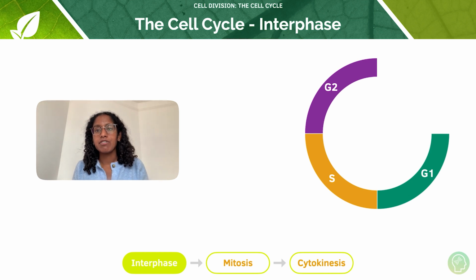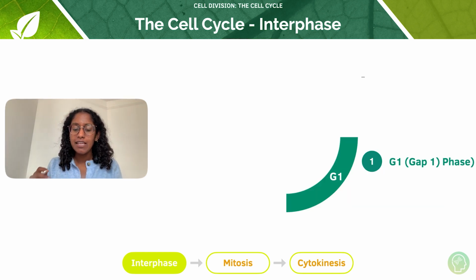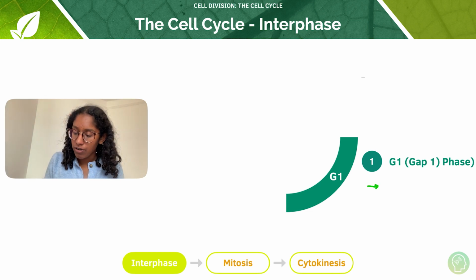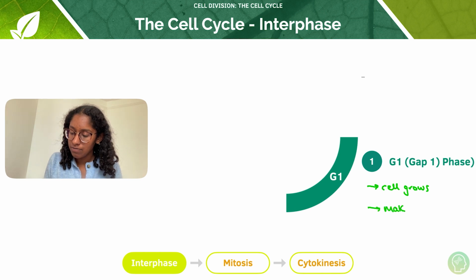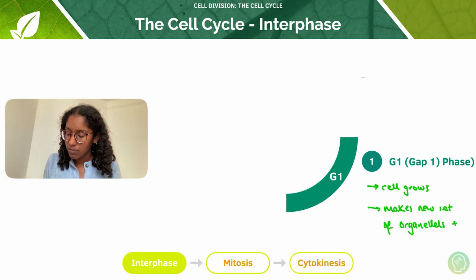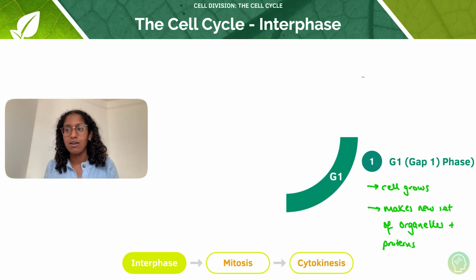Now, as we discussed, there are 3 phases of interphase. So these are G1, S, and G2. And each phase has unique events that occur. So in G1, the cell grows and it makes a new set of organelles and proteins that can be provided to the daughter cells, which, remember, as I said earlier, is really important because those daughter cells need their own organelles and proteins.